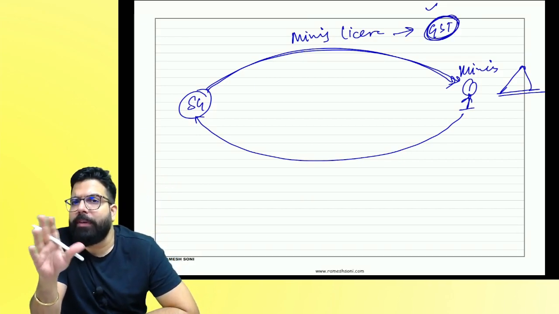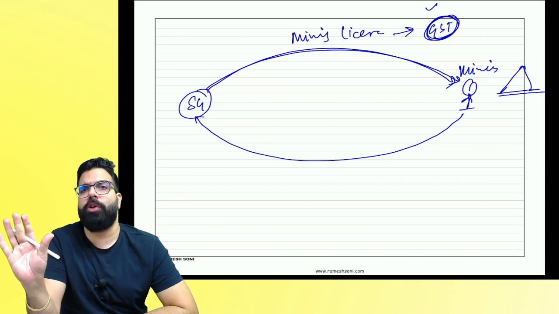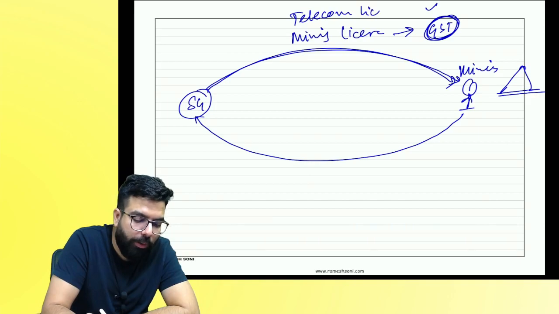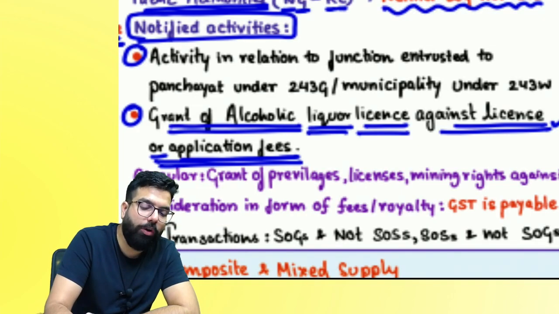They never told that giving of a mining license is also neither supply of goods nor supply of service. Giving of a telecom license, will GST come? Yes, they are telling over here.